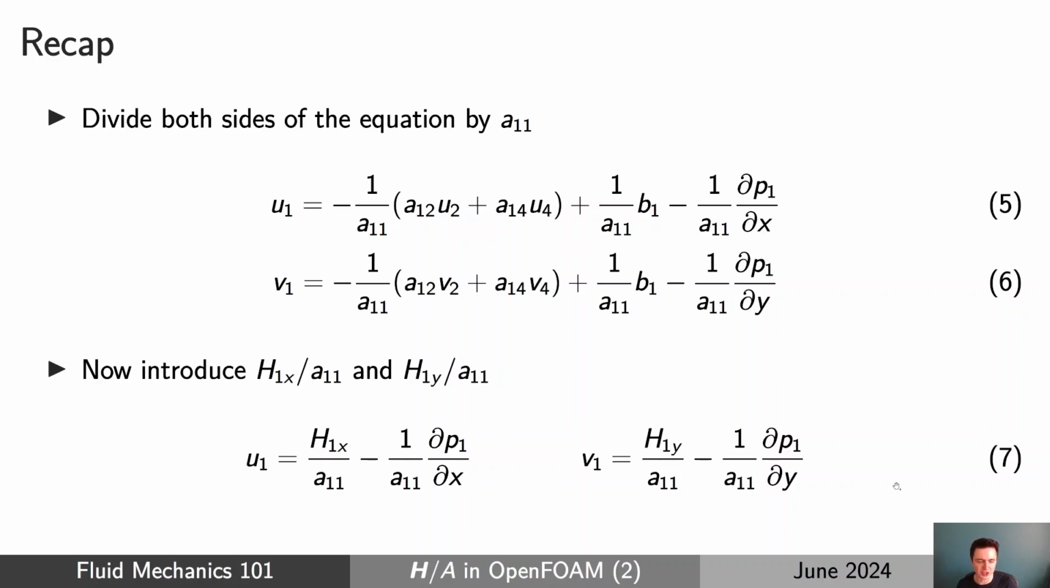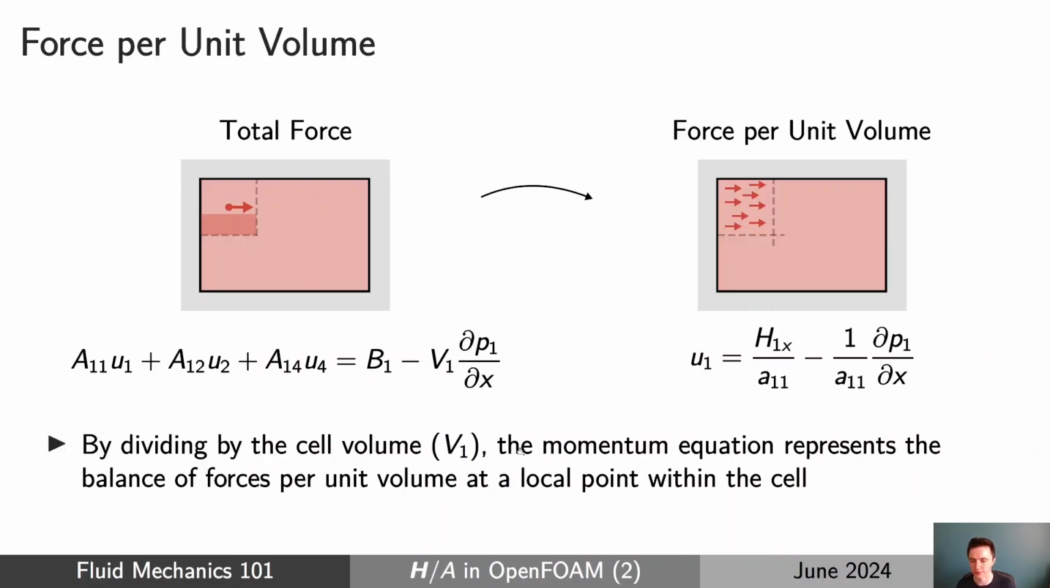But we're now in equation 7. We've still conceptually made the same series of steps. We've just taken that equation out of the matrix equation, divided by the cell volume, and then rearranged in terms of the unknown velocity component there. But this still represents conservation of momentum, or the balance of forces per unit volume at a location within the cell.